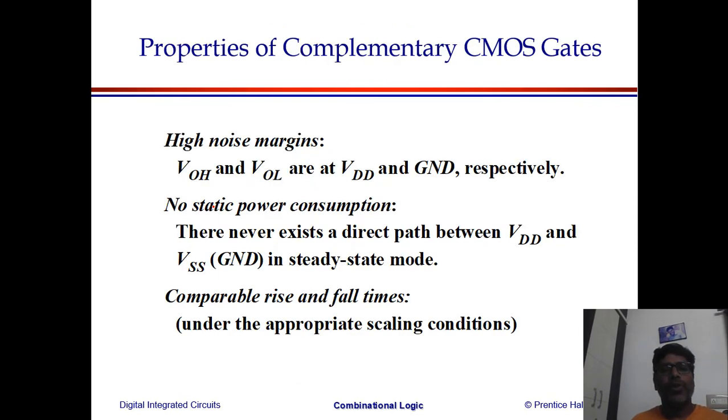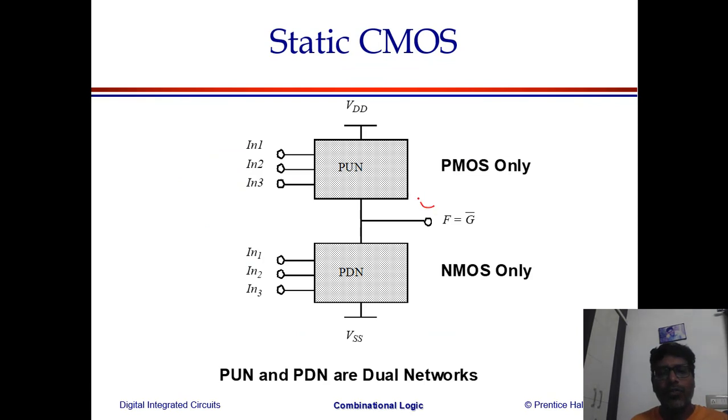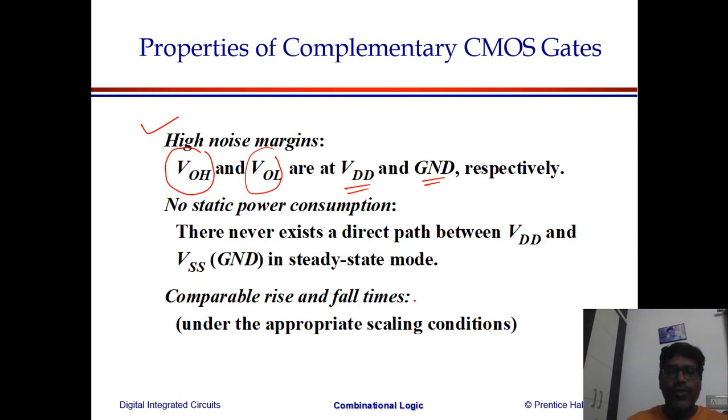Let's see the beauty of this. It has a high noise margin. When you go for static CMOS implementation, it has a high noise margin, which means the output high and output low are VDD and ground. What do you mean by this? In this structure, the output is either connected to VDD or connected to ground. There is no intermediate state between VDD and ground. This gives a full swing, like the output is either at 0 or at VDD.